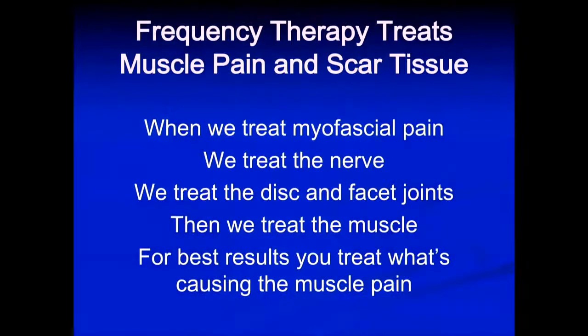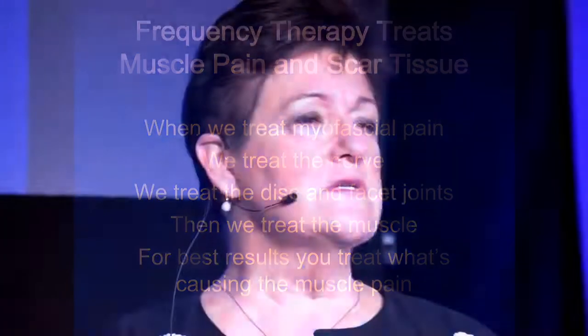So frequency-specific therapy treats muscle pain and scar tissue. Scar tissue is easy. By and large, muscle pain is easy. When we treat myofascial pain, or muscle and fascial pain, first we treat the nerve, then we treat the disc and the facet joints, and then we treat the muscle. For the best results, you always seem to treat what's causing the muscle pain.